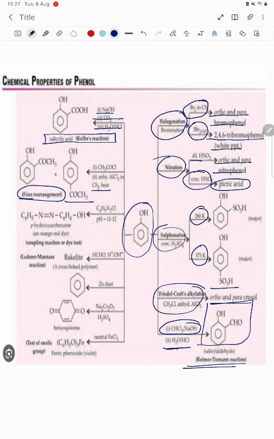Next one, you are treating with diazonium chloride. So para hydroxy azobenzene it will give. It is an orange red dye. This is called the coupling reaction.